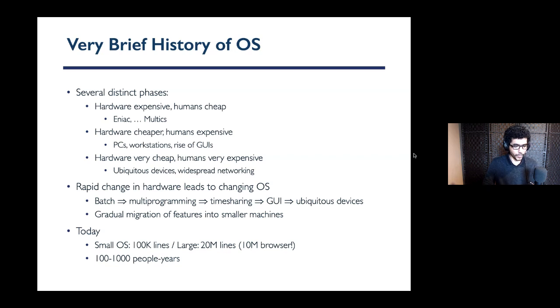So yeah, you get a variety. When you have a really small device, you don't really want to put millions and billions of lines of code. So you have operating systems that are really small, and you have operating systems that are really huge.